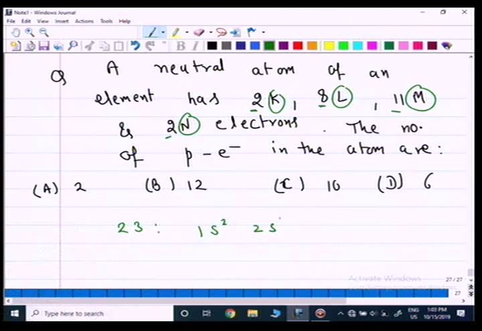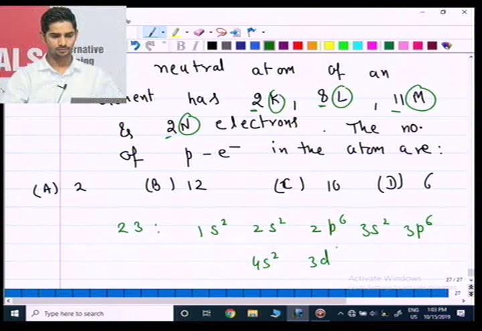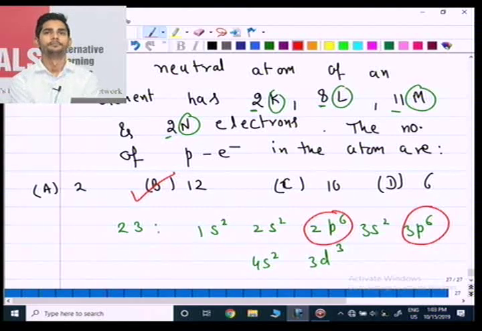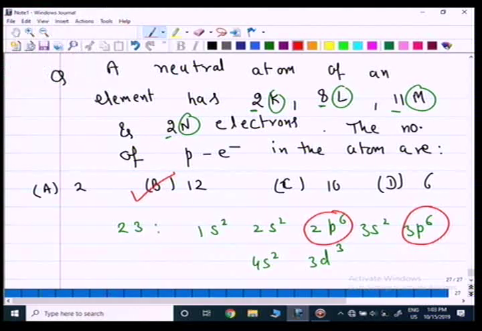And you can write the configuration: 1s2, 2s2, 2p6, 3s2, 3p6, 4s2, 3d3. They are asking for the p electrons. So guys, you can figure out this is the p, and there are a total of 12 electrons. So option B would be the right answer. Got it? Okay, is there any confusion or doubt?